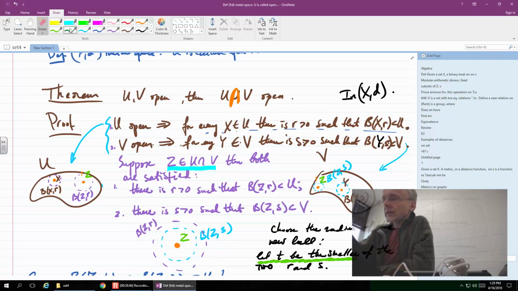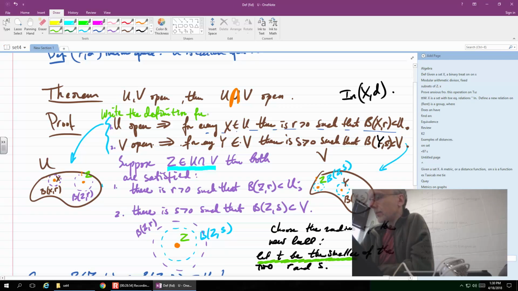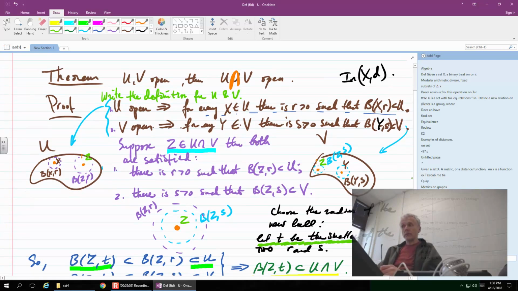So we're starting, that's step number one: write the definition for U and V. So that's how you got two statements. And what does it mean? It means exactly what it says. For every x, there is such an r, and for every y, there is such an r. But if we pick an element that belongs to the intersection, then both of these statements are applicable. And therefore, for that z, not only is there an r, but also there is an s. So there are two of them. And that's why I did this rewriting over here.